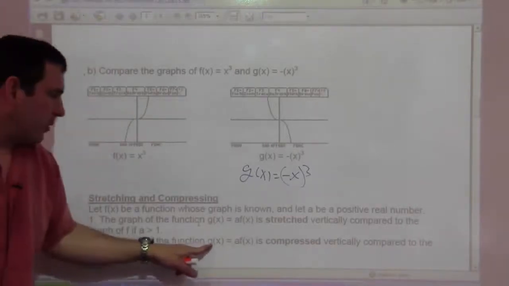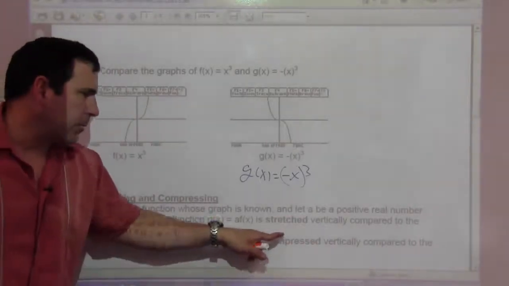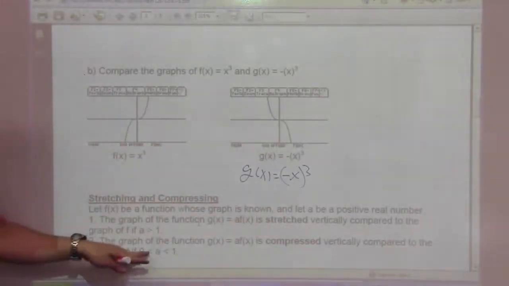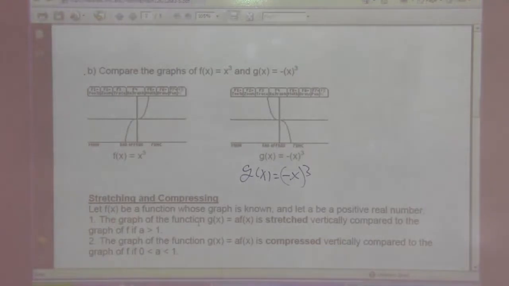The graph of the function g of x equals a times f of x is compressed, squished vertically compared to f if a is between 0 and 1.